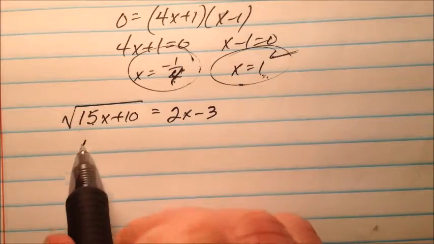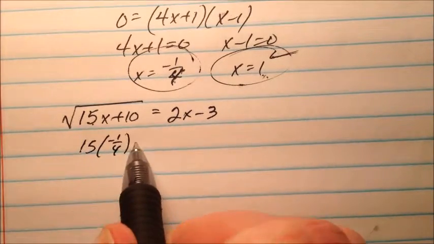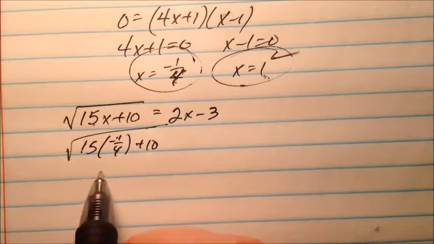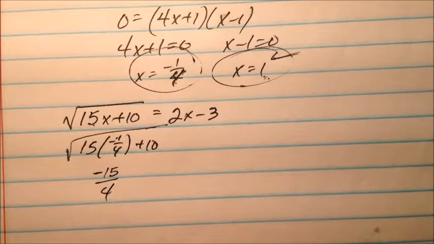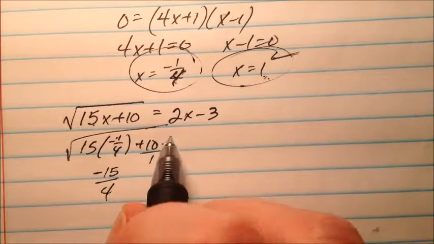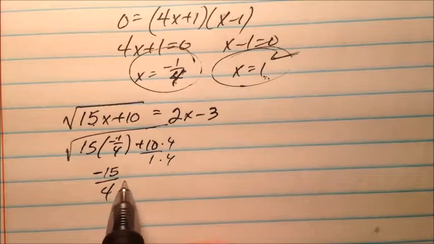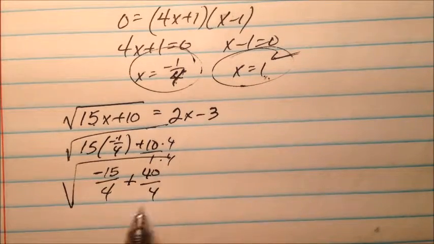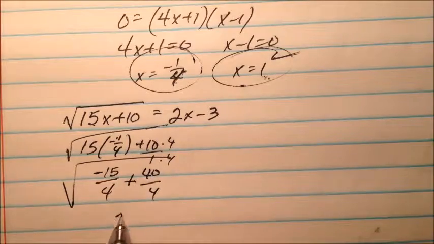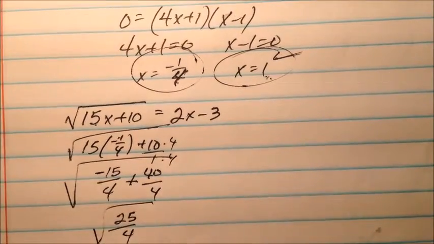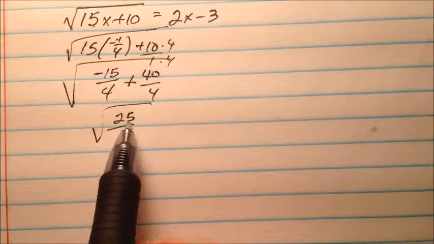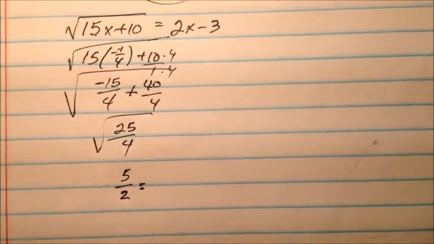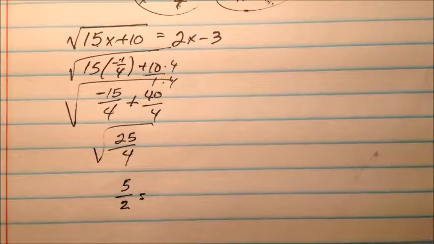So 15 times negative 1/4 plus 10. Well, 15 times negative 1/4 will be negative 15 over 4. My 10 is over 1, so I can multiply the top and bottom by 4 to get plus 40 over 4. It's the square root of all that business. So negative 15 plus 40 is 25 over 4. And the square root of 25 over 4 is the square root of 25 over the square root of 4. Okay, that's kind of a mess over there.